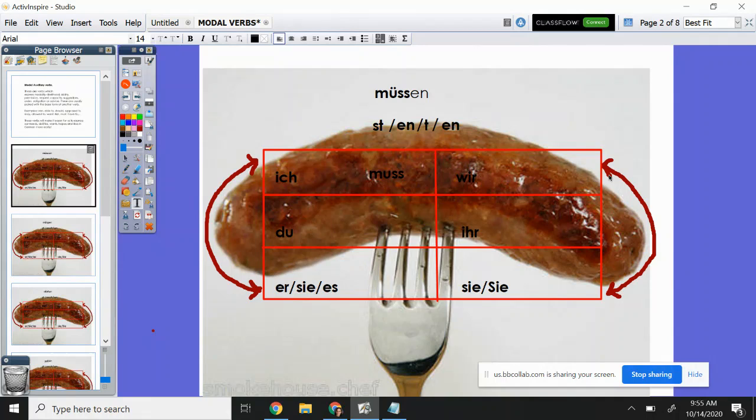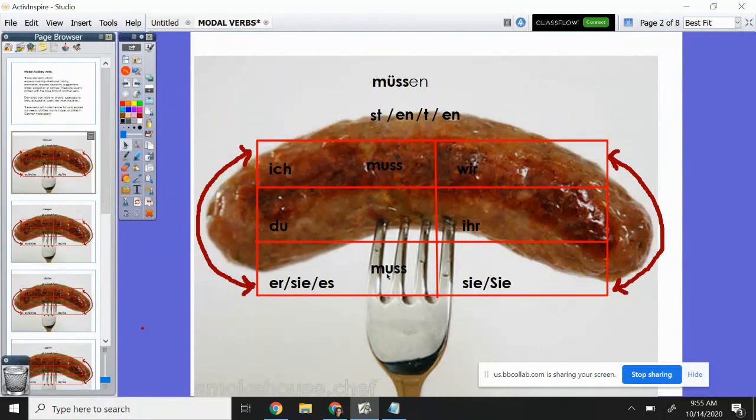And each side looks similar for the du form and the ihr form to the other conjugations on their sides. So here we have ich muss, and then down here we have er/sie/es muss. And then over here we have wir müssen, and sie müssen. Now, the other ones look really similar, and they follow the same rules. The du form does take an -st ending. We just take the same form as the ich form here, and we'll use that for the du form.